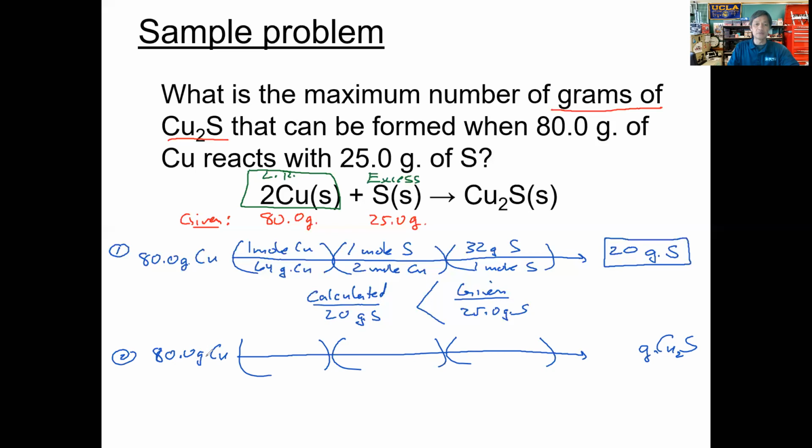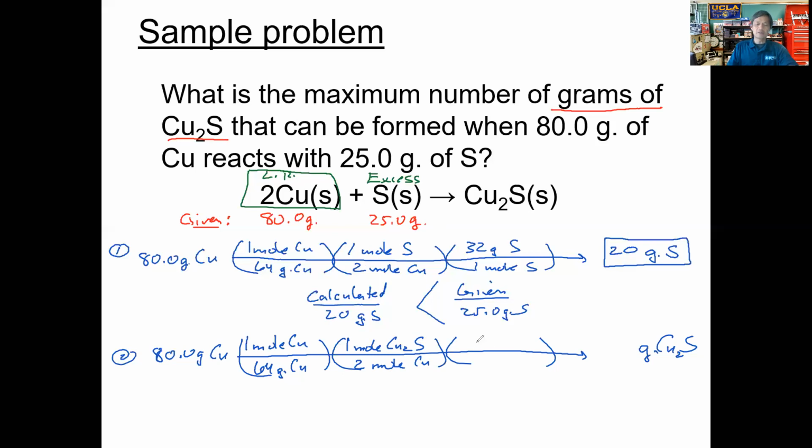Okay, but the first one's going to be the same because this is copper here. So it's going to be 1 mole of copper over 64 grams. That's the molar mass of copper. But the second one here is going to be the mole ratio between copper 1 sulfide, the product here, and copper. So that'll be 1 mole of Cu2S and 2 moles of copper. Notice this mole ratio is different from this mole ratio here. This mole ratio here is between copper and copper 1 sulfide.